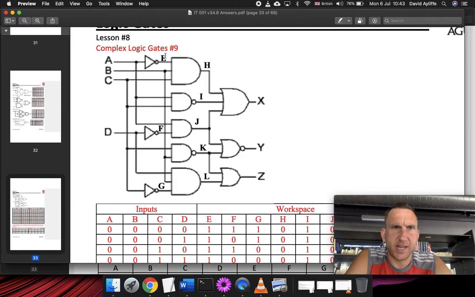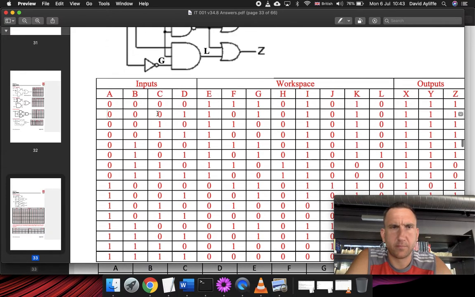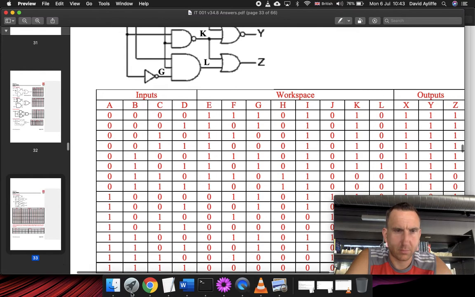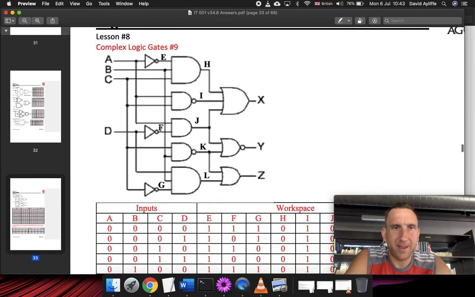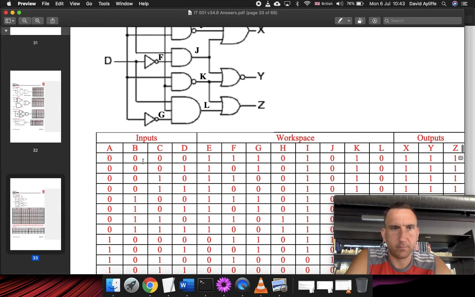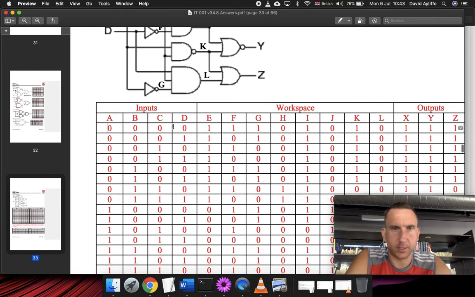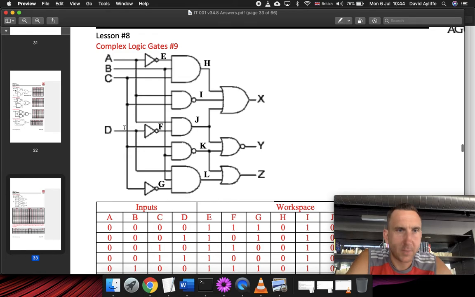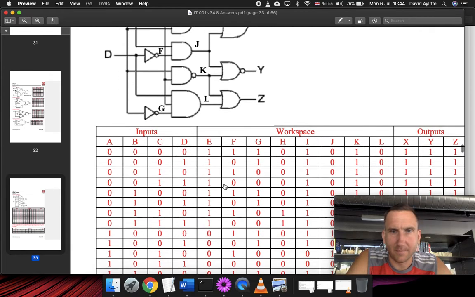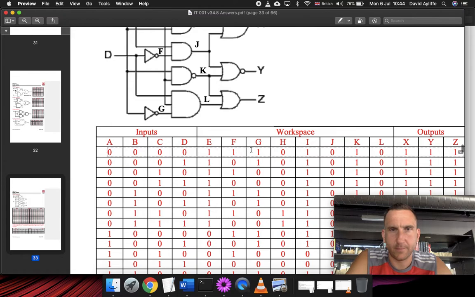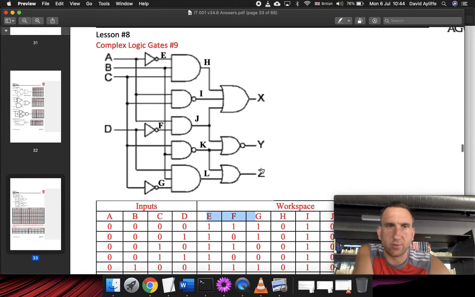Right, okay, so E is not A. Nice and easy. So all these zeros become ones, all these ones become zeros. F is not D. Again, nice and easy. We just invert these. G is not C. So we just invert these. So actually working out E, F and G is not too difficult.